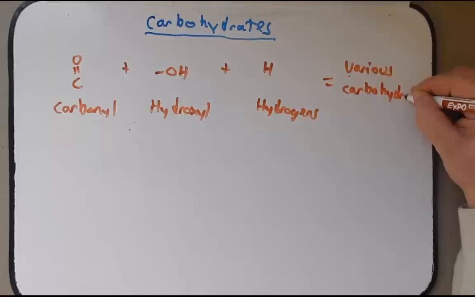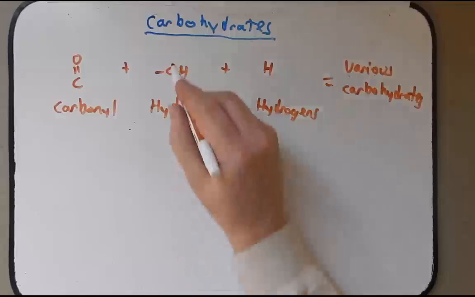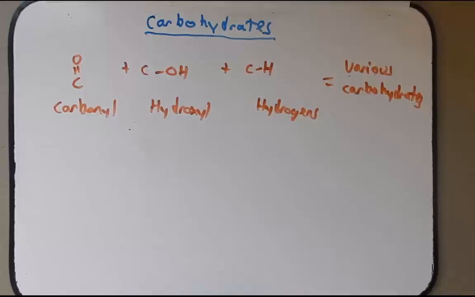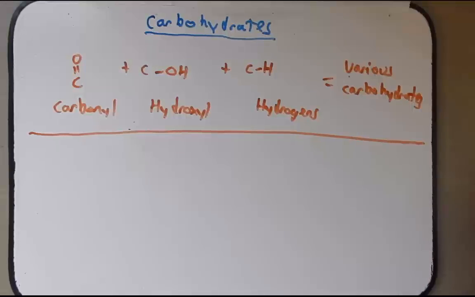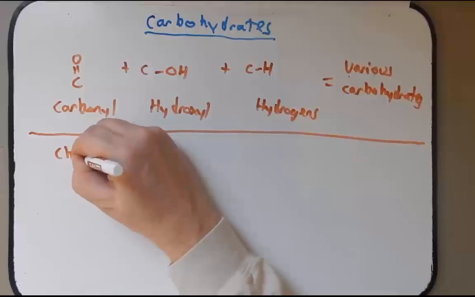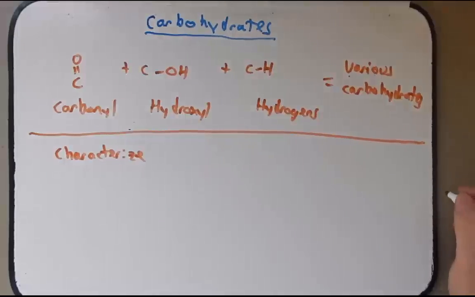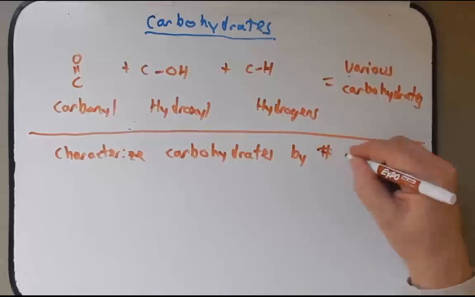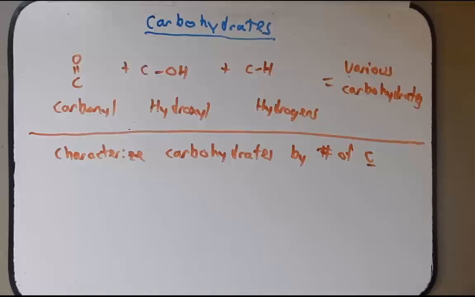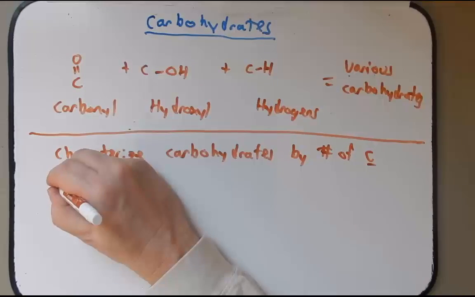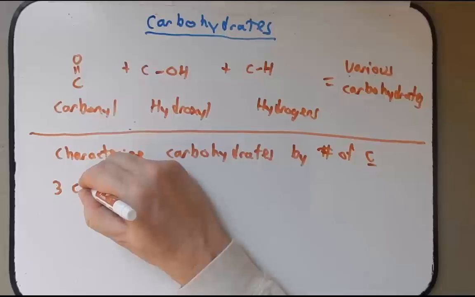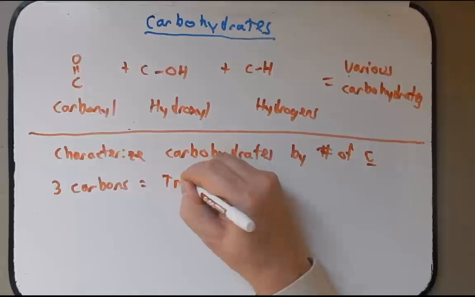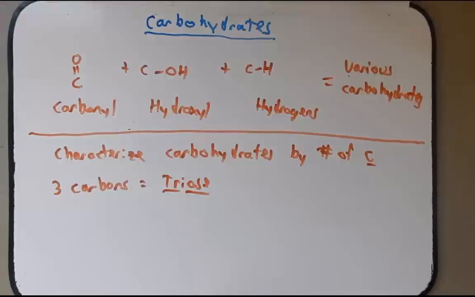carbohydrates. In addition to what we see here, these hydroxyl groups are attached to a carbon as well as these hydrogens. Now, we can characterize carbohydrates by the number of carbons that are present. So, for instance, if we had 3 carbons, and that's really the minimum, we would say that that carbohydrate is a triose. Tri for 3, oses for the carbohydrate.